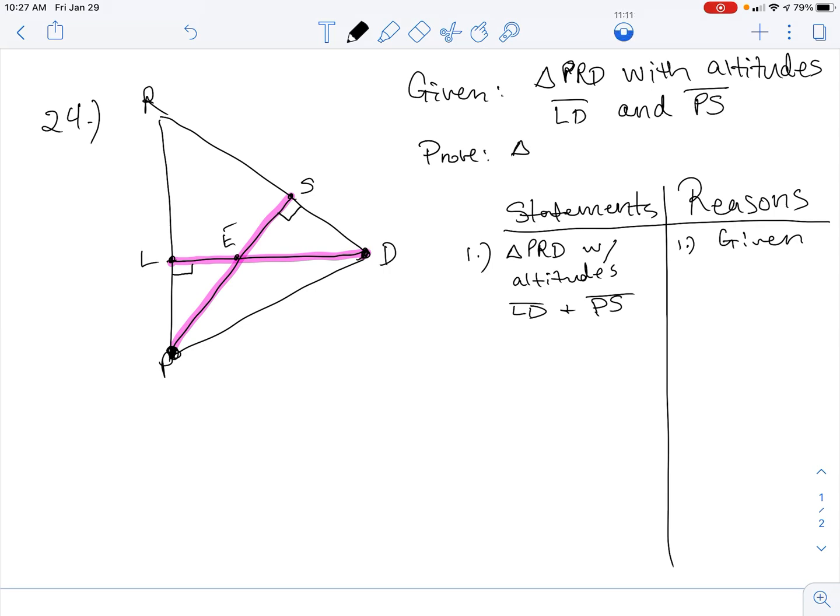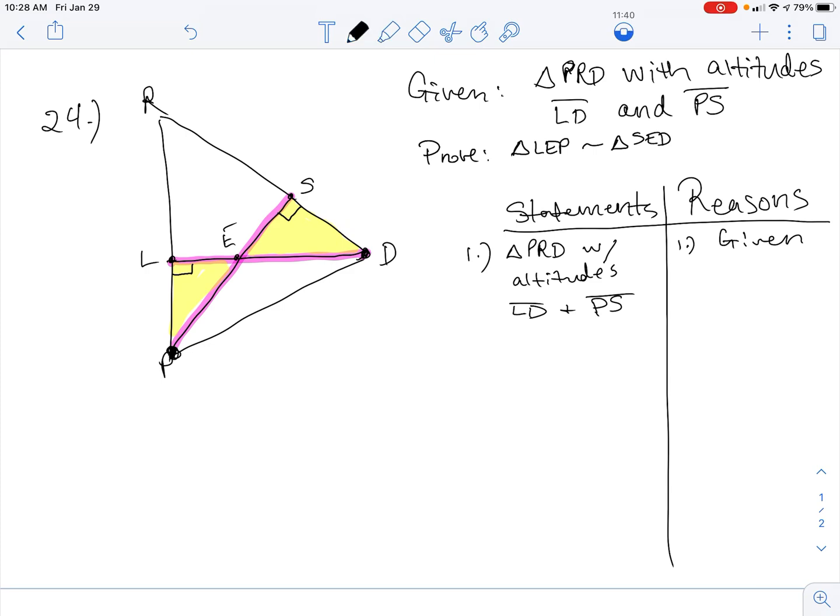We're trying to prove triangle LEP is similar to triangle SED. So I'm going to highlight those in yellow so we can look at those two triangles. So LEP, this one right here, LEP. Trying to prove that that is similar to SED. So this is going to work out really nicely, you're going to see. Remember, the same is true.